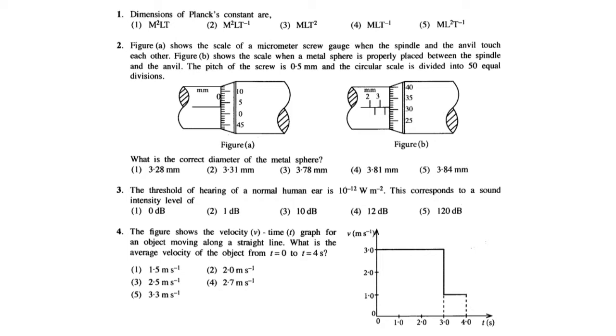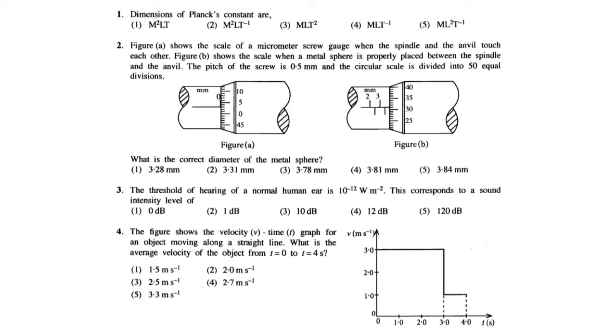Intensity level is given by 10 log I over I naught. I is intensity of sound, I naught is the threshold of hearing. So we substitute the values. 10 log, the given intensity is 10 to the power minus 12, divided by threshold of hearing which is also 10 to the power minus 12. So you get 10 log 1. Log 1 is 0. So intensity level is 0. Answer 1.